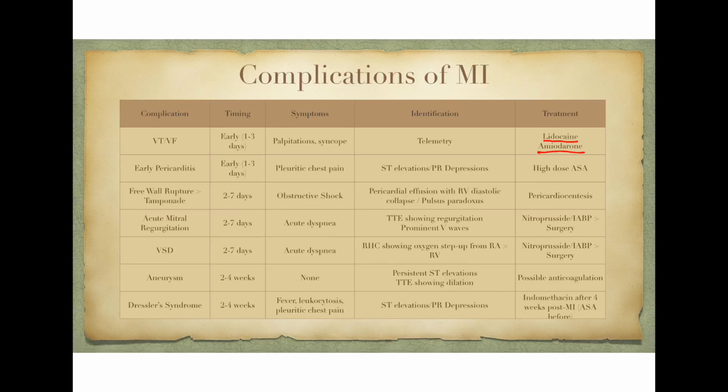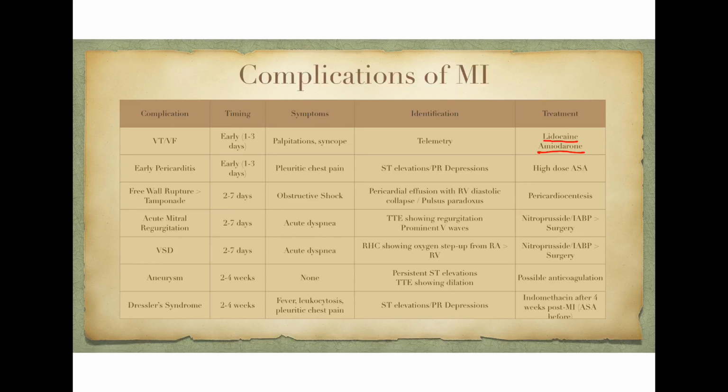Additionally, in the early phase after an MI, a patient can develop early post-infarct pericarditis. They'll usually present with pleuritic chest pain, and on ECG will show ST elevations and PR depressions, as we saw before. The treatment in this variant of pericarditis is high-dose aspirin rather than any other NSAID, because in the acute period after an MI, aspirin is relatively safe, whereas other NSAIDs can worsen the patient's condition.